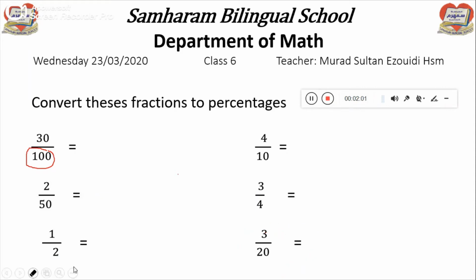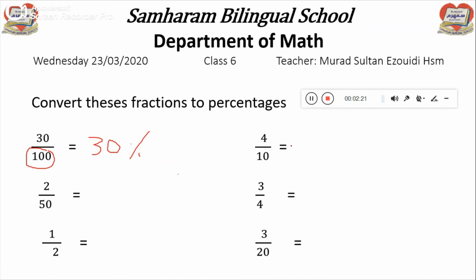Okay, now my kids, we continue. We have 30 divided by 100, which is what? It is 30%.